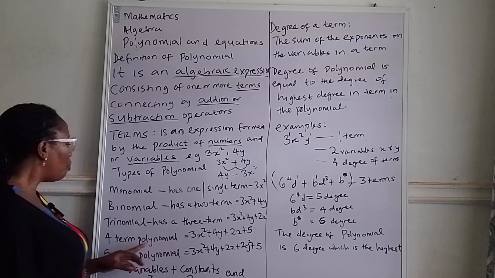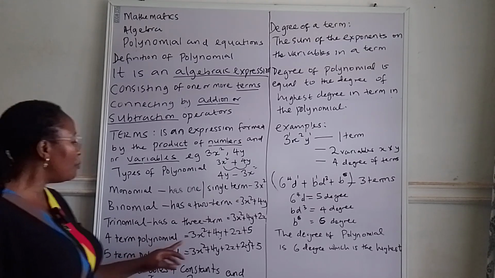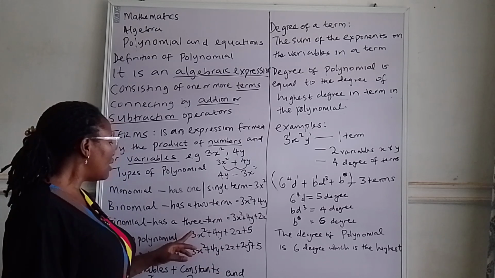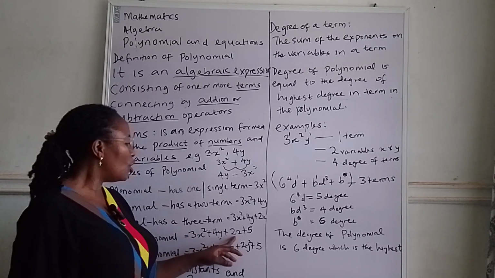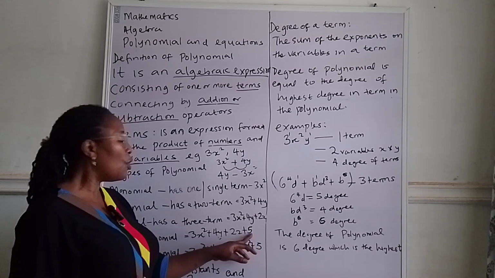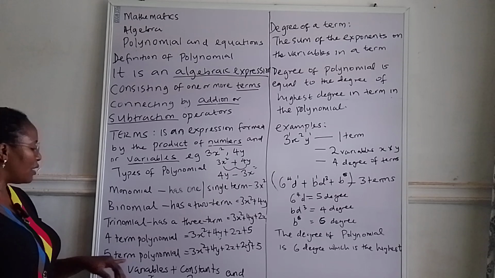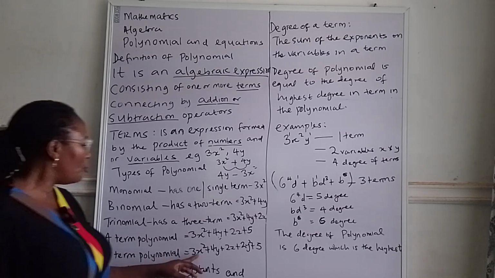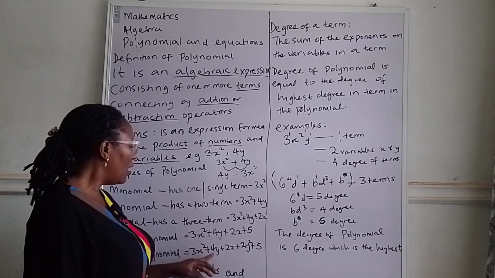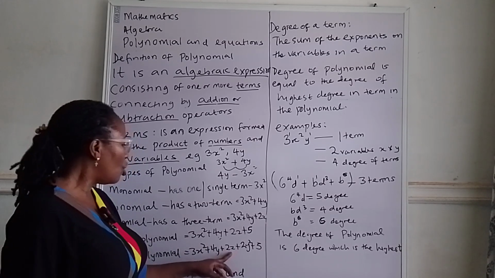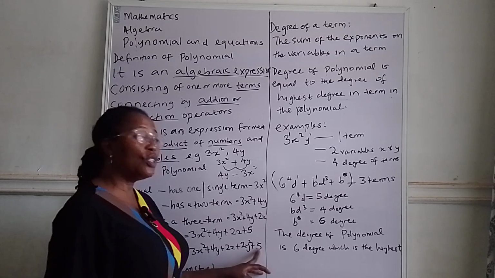And we have a four-term polynomial, and a five-term polynomial. A four-term polynomial has four terms. It has 3x squared, the first term, the second term is 4y, the third term is 2z, and the fourth term is 5. Then we have a five-term polynomial. It has five terms: 1, 2, 3, 4, 5. The first one is 3x squared, the second one is 4y, the third one is 2z, the fourth one is 2y squared, and the fifth one is 5.